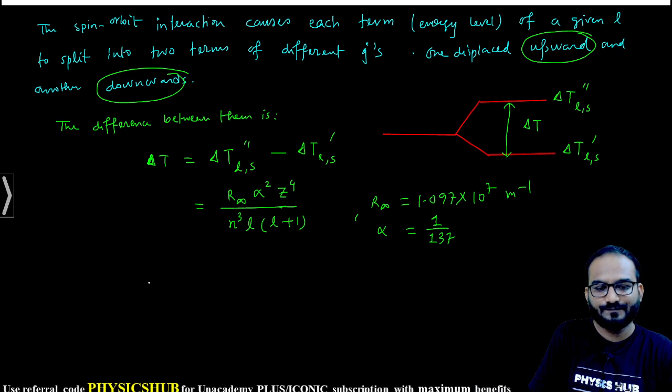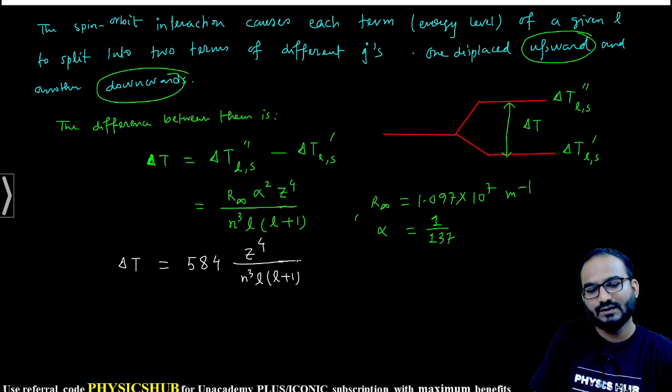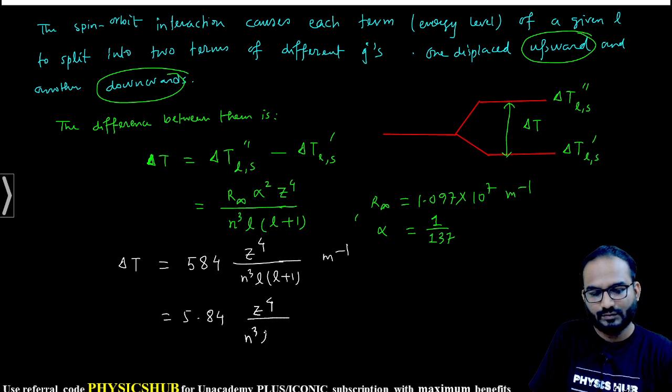Now a more simplified expression, this is in terms of energy. In atomic and molecular physics we write most of the time in terms of meter inverse or centimeter inverse. So its value in meter inverse is 584 Z to the power 4 divided by n cube L into L plus 1. By putting the values of alpha and R infinity, we get it in terms of meter inverse like this, and if you want to write it in terms of centimeter inverse, we write 5184 Z to the power 4 divided by n cube L into L plus 1 centimeter inverse.